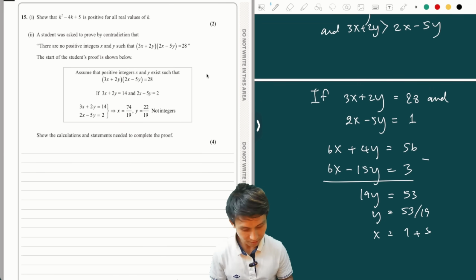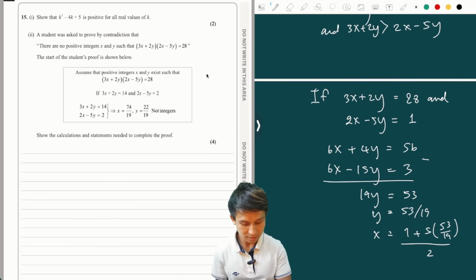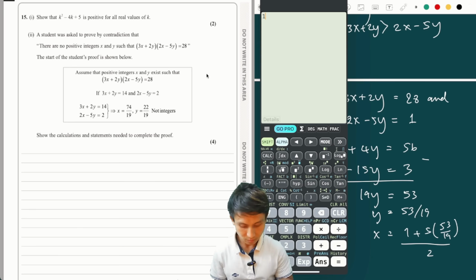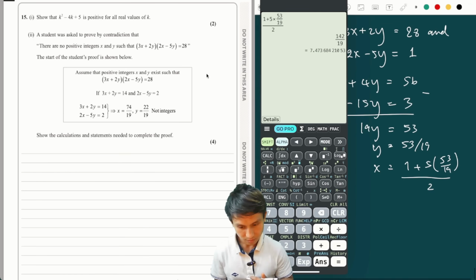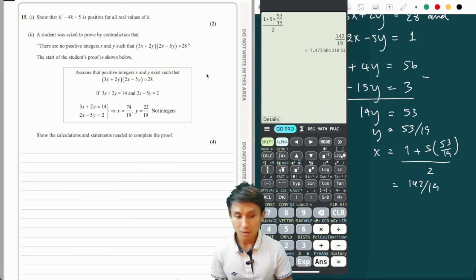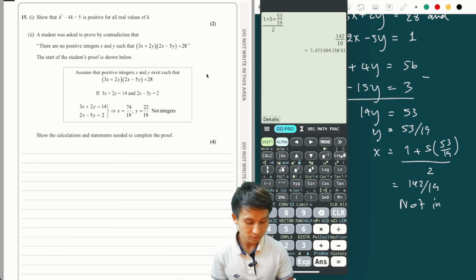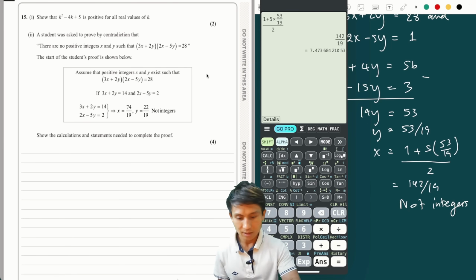x is 1 plus 5y divided by 2. So what is that? 1 plus 5 times 53 over 19, divided by 2. Not integers. We just copy that. And then the next one.